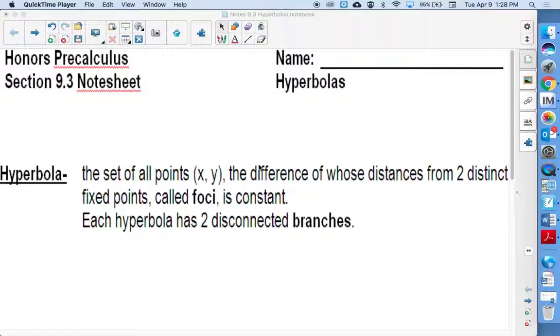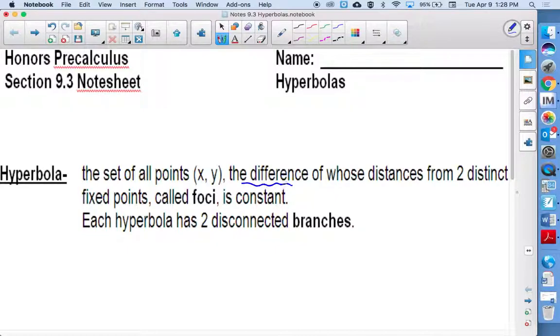So our conic for the hyperbola has the same definition that all of them start with. The set of all points, that makes it a locus, that then meets a certain geometric property. And that property says the difference of whose distances from two distinct points, called foci, is constant.